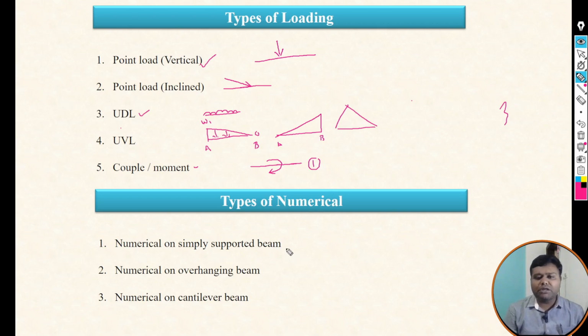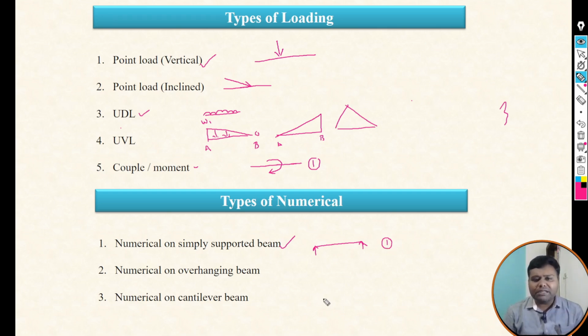The first one is the numerical on the simply supported beam. Numerical on a simply supported beam means one simply supported beam is there, and that beam is subjected to a point load, whether vertical or inclined, or UDL, or UVL, or couple. That case may be there, so we need to calculate the shear force. So this is the first type of numerical that we have to solve, where we calculate the shear force and bending moment diagram.